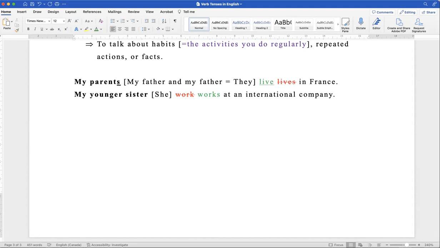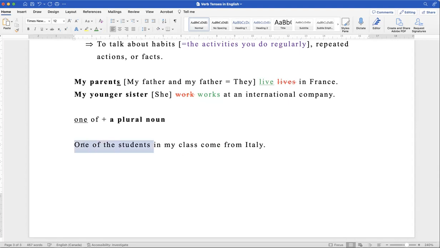What else? When you use a structure with one of plus a plural noun. With one of, this expression, as you see, the subject is singular, not plural. But this is plural, yes. But again, the verb should be singular. For example, one of the students in my class come from Italy. So here, what's the subject? One of the students. Is it singular or plural?